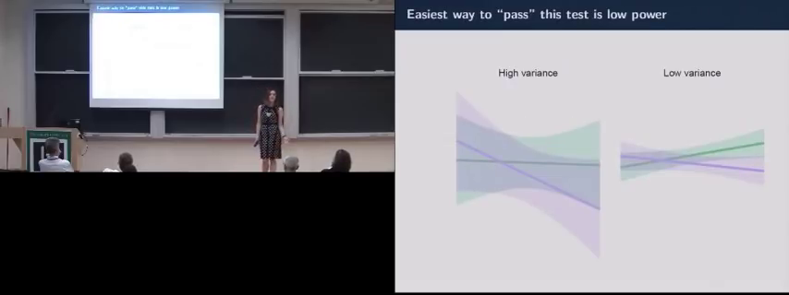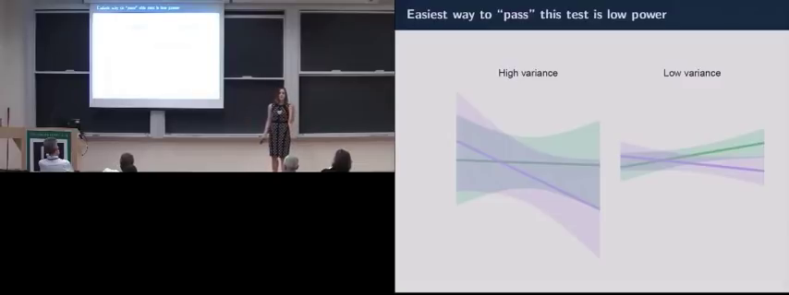Unfortunately, the easiest way to pass this test is just to have low power, right? You can't reject a null hypothesis that you're not powered to reject. So even though on the left graph there's a bigger slope difference, the variance is higher, so we can't find it, so we're less likely to reject.